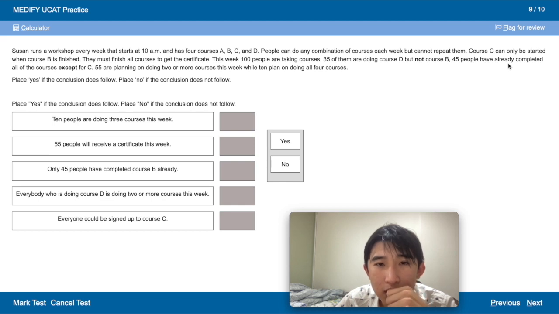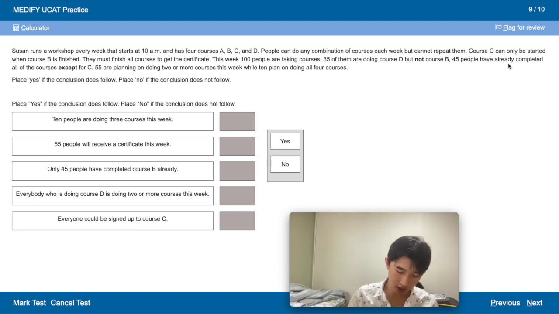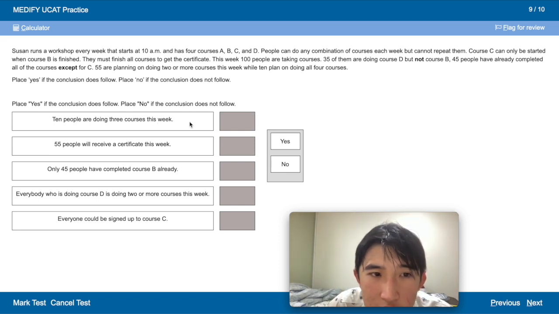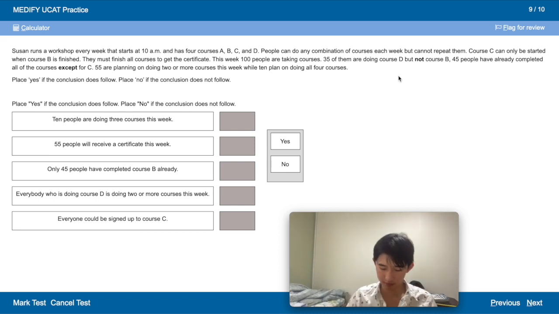For example, do more courses this week. 10 people doing three courses this week. Okay, let's figure out how many on each course. 35 are doing course D. Okay, so 35 are doing course D. 10 people doing three courses this week. Already completed all of the courses except for C. So 45 are doing C then, basically, I guess, this week.